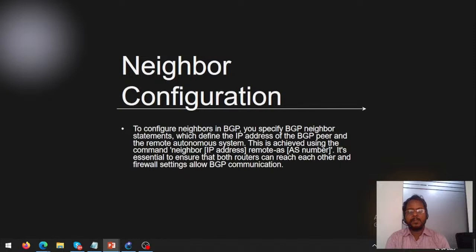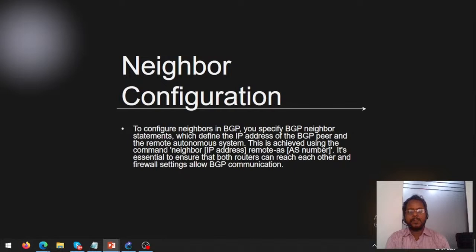In the neighbor configuration, to configure the neighbors in BGP, you specify the BGP neighbor statements, which define the IP address of the BGP peer and the remote autonomous system. Remote AS means it can be the same AS if it is IBGP, or it can be a different AS. This is achieved using the command neighbor with the IP address of the neighbor, remote-as, and the AS number of the remote AS.